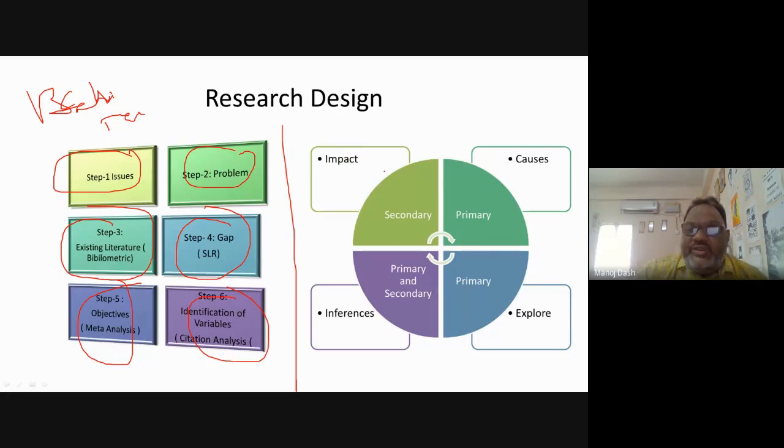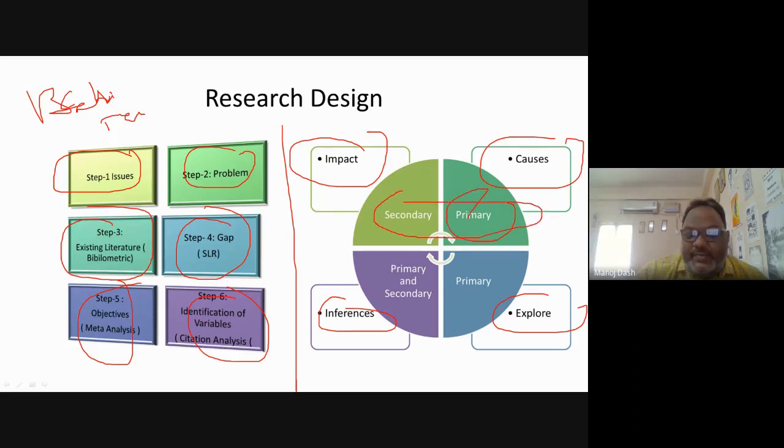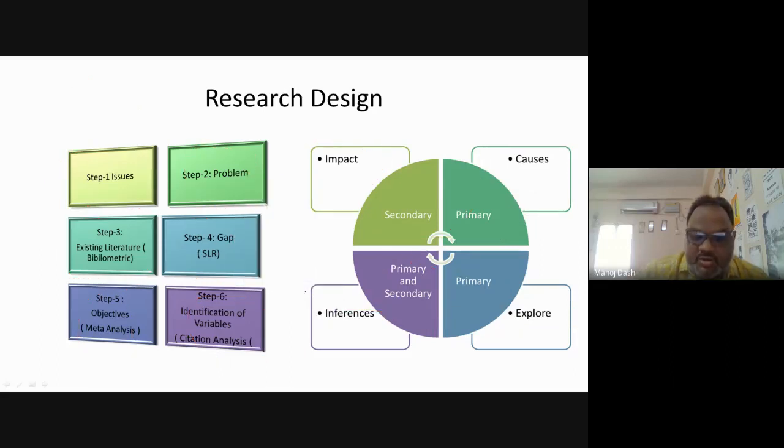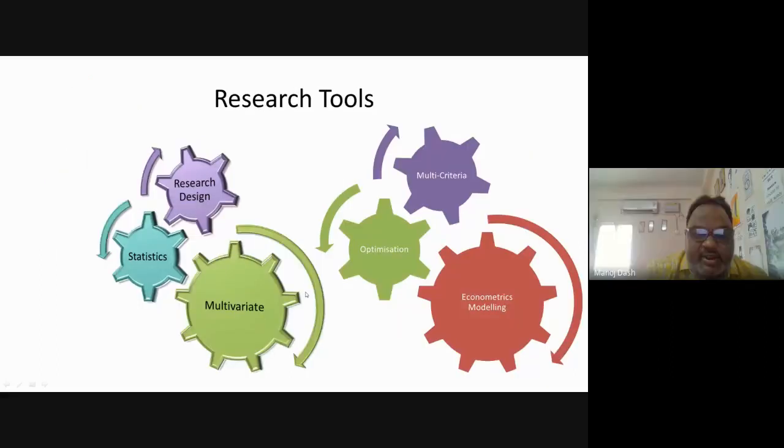Then, when you do any research, we generally focus on impact, causes, explore, and inferences. If it is causes, I go for primary data. If it is impact, I can go for both secondary and primary data. If it is inferences, both primary and secondary, and explore, primary. Do you require this PPT? Yes or no? Yes, sir. Now see, these are some tools, multivariate statistics.